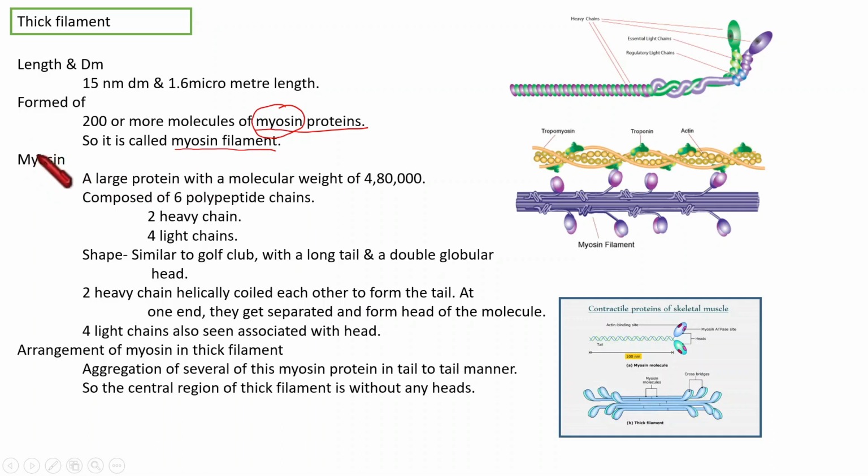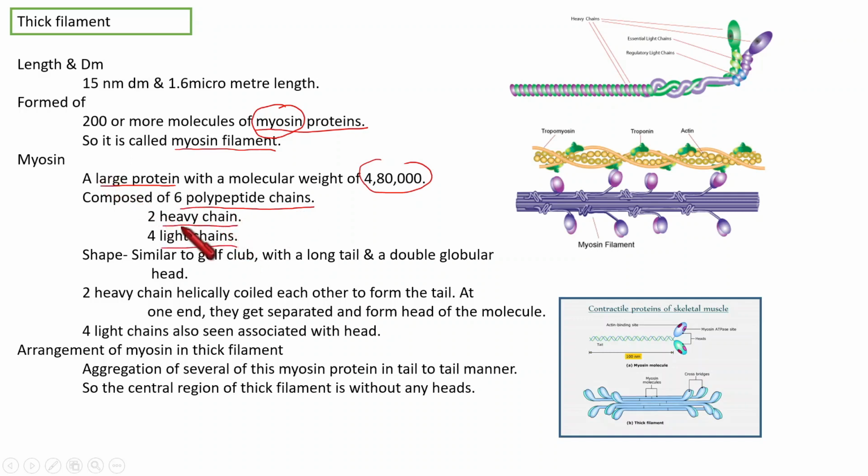Myosin protein. That myosin protein is a large protein. What is its molecular weight? It is 480,000 Dalton. And this myosin protein itself is composed of 6 polypeptide chains. And those 6 polypeptide chains are of two types, heavy chain and light chain. Clear? Is everything clear?